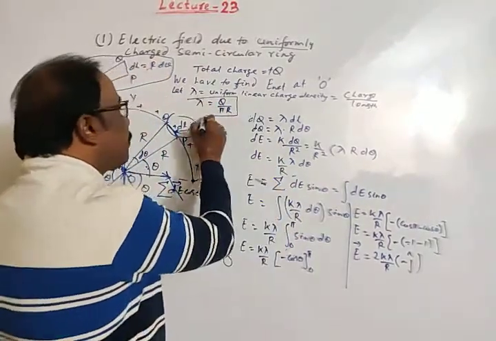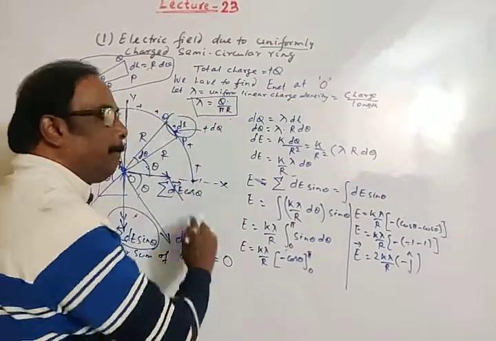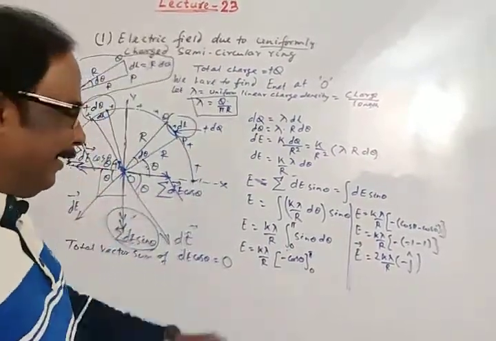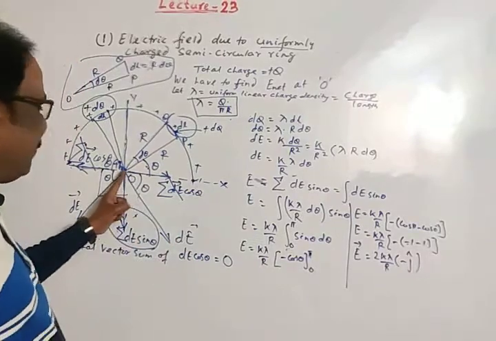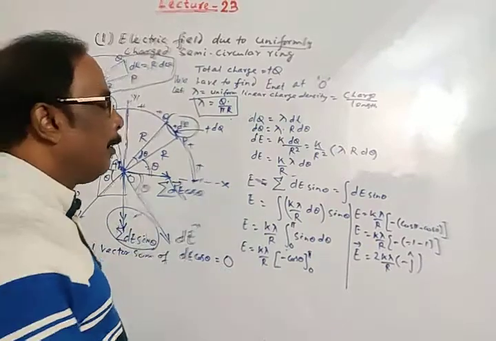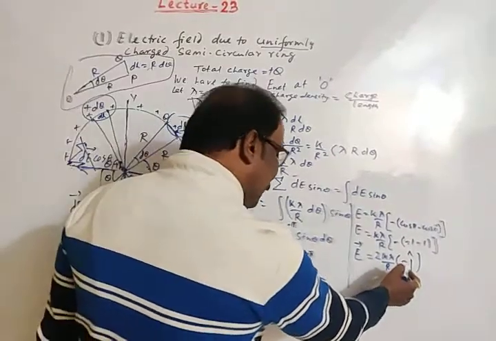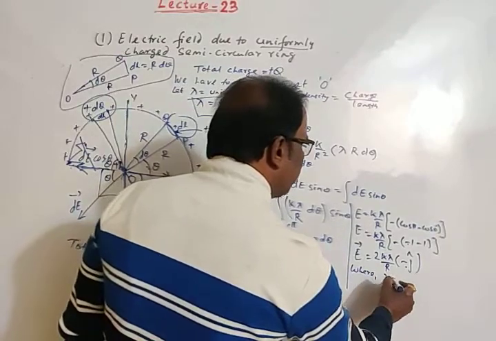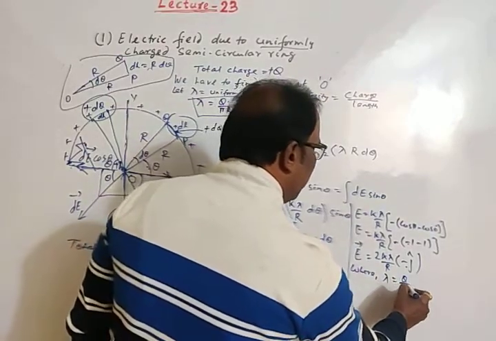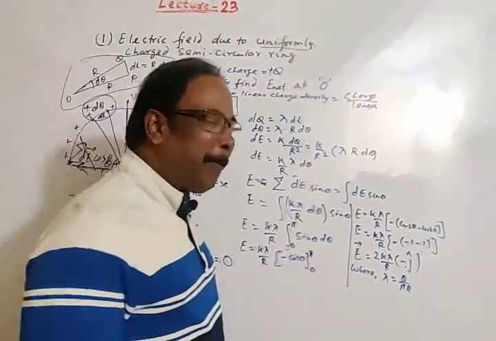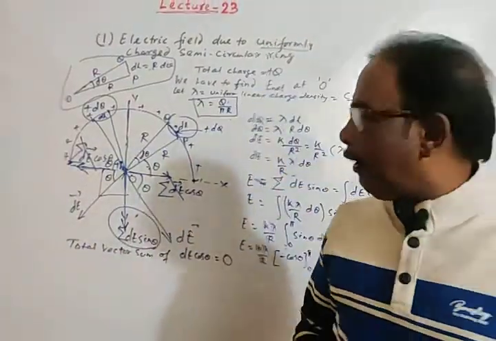Lambda is charge per unit length, q by pi r. So this is the result of the electric field at the center of a semicircular ring: 2k lambda by r, direction along the negative y-axis, where lambda is charge per unit length. Okay, this is about the electric field at the center of a semicircular ring.